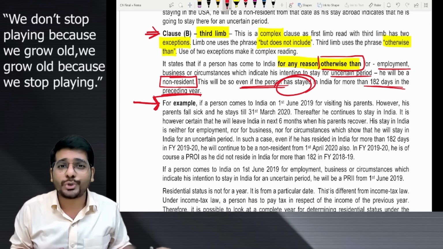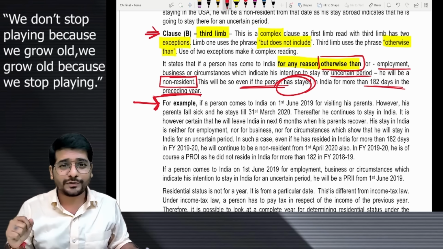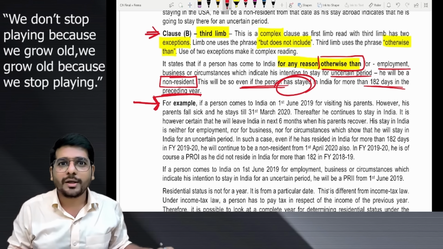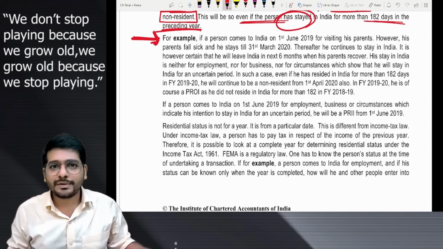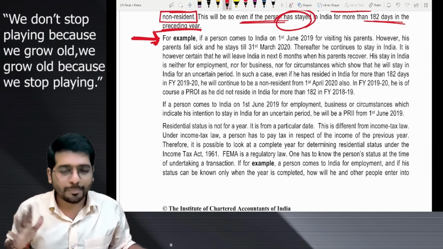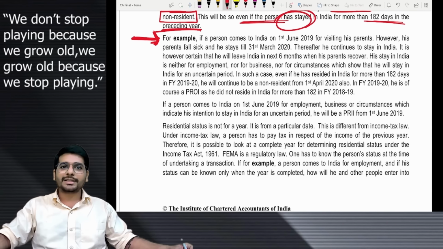Sir, how can we be so sure, sir? You can make a mistake also, no, sir? Of course I can make a mistake. Why not? But you see the study material. This example which is given in your RTP is copy paste from the study material itself.